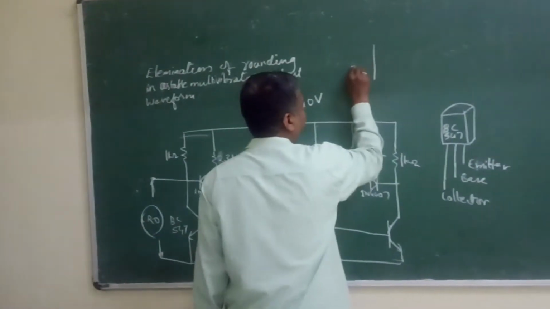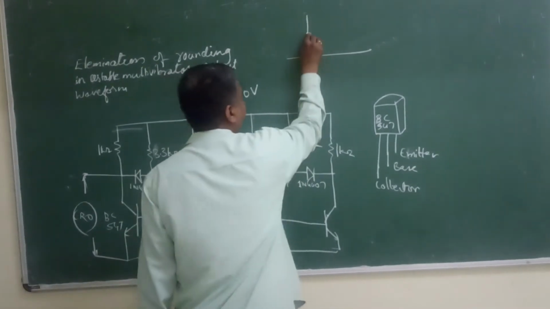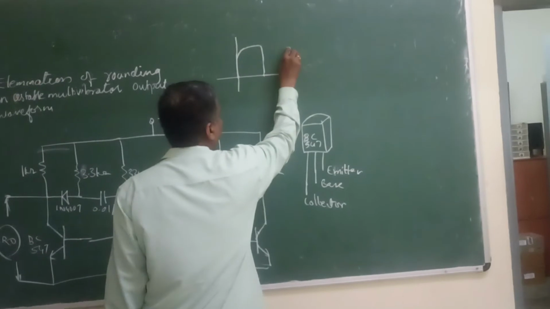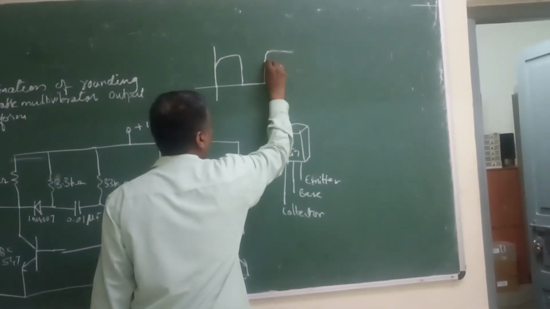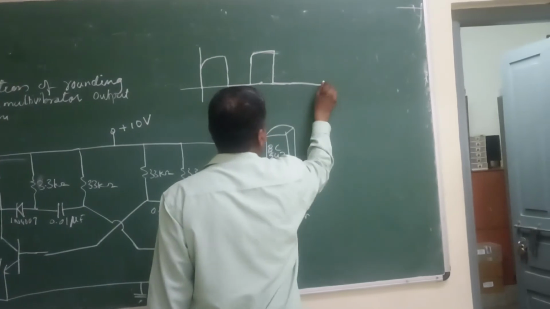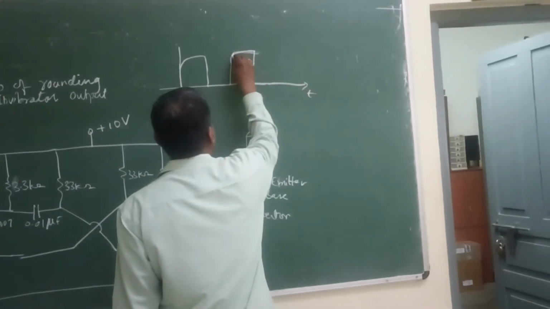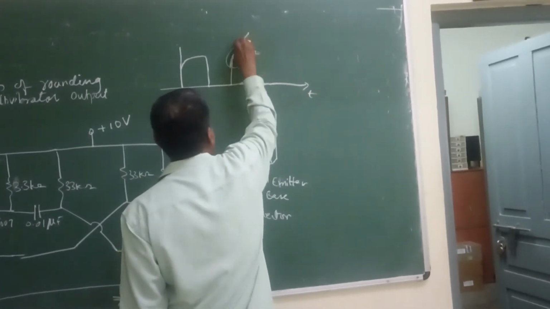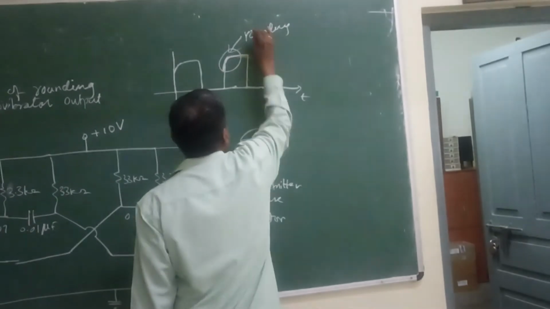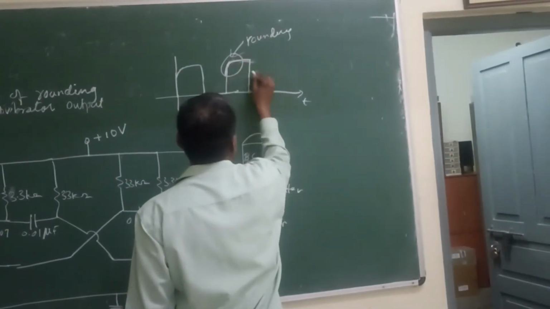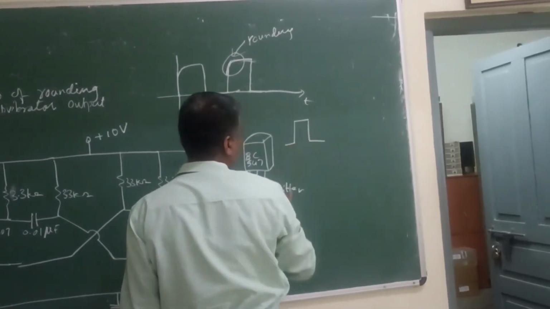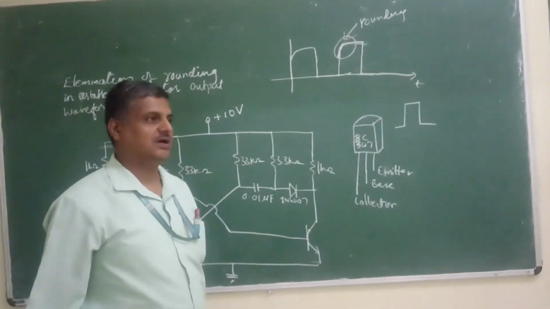Now you have seen that this output is somewhat curved like this, and this type of waveform we got. This is the time axis. This curved shape we are calling rounding. Now we can eliminate this and make it a straight rectangle like this. Now let us go to the apparatus.